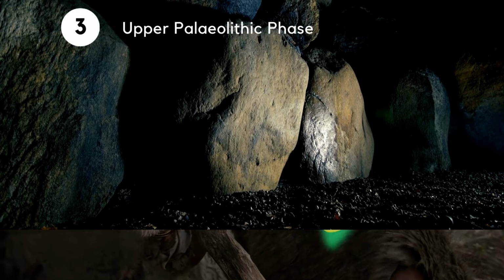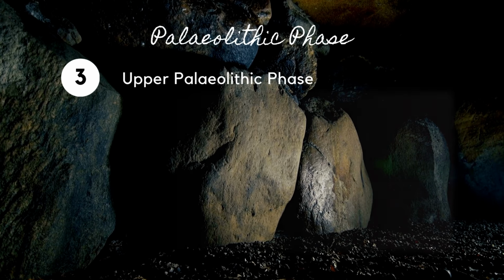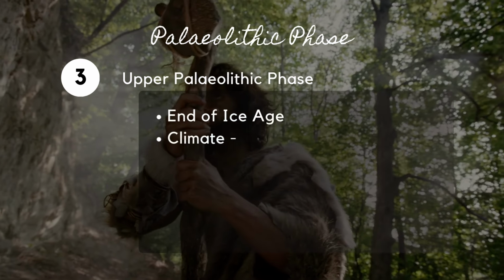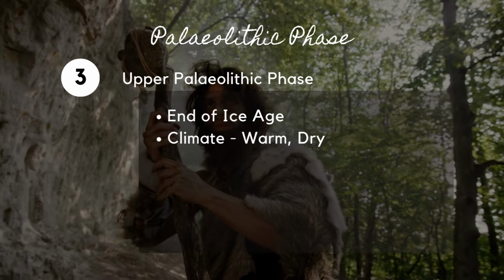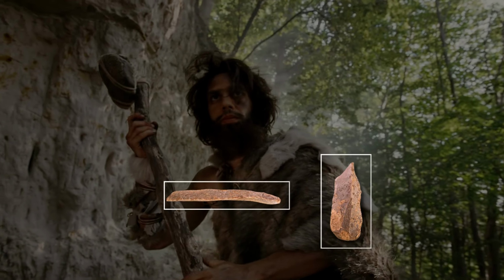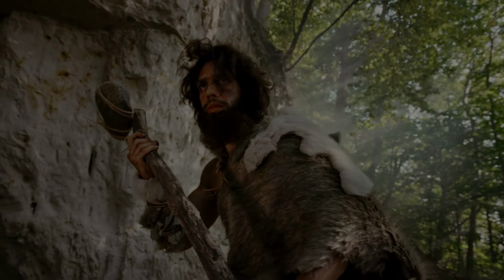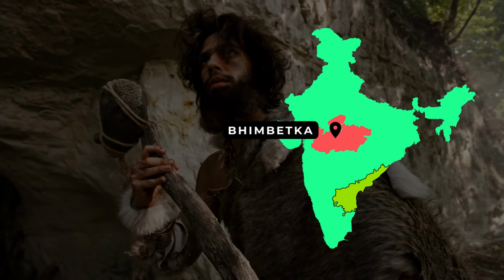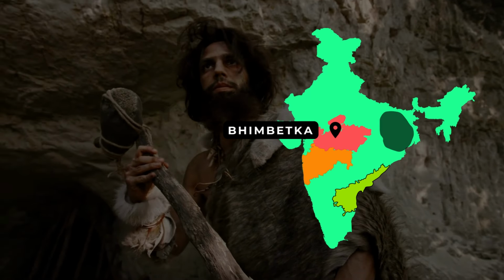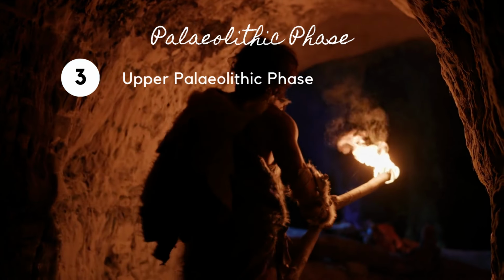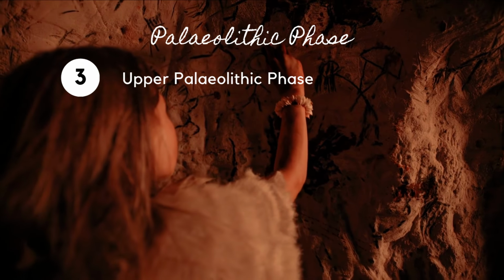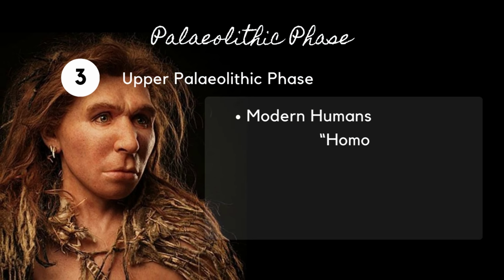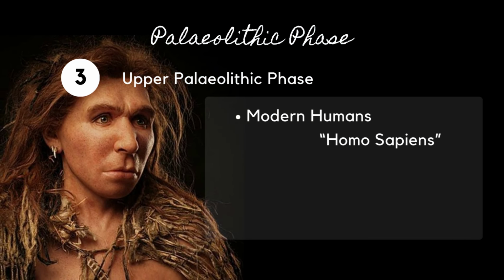Tungabhadra River. By the time of the Upper Paleolithic phase, which came towards the end of the Ice Age, the climate became warmer and drier, and human beings used blades, burins, and other advanced tools. Important Upper Paleolithic sites like Bhimbetka in Madhya Pradesh, Andhra Pradesh, Maharashtra, and Chota Nagpur show evidence of cave living and early forms of rock art. It was during this period that modern humans, that is Homo sapiens, are believed to have appeared in India.